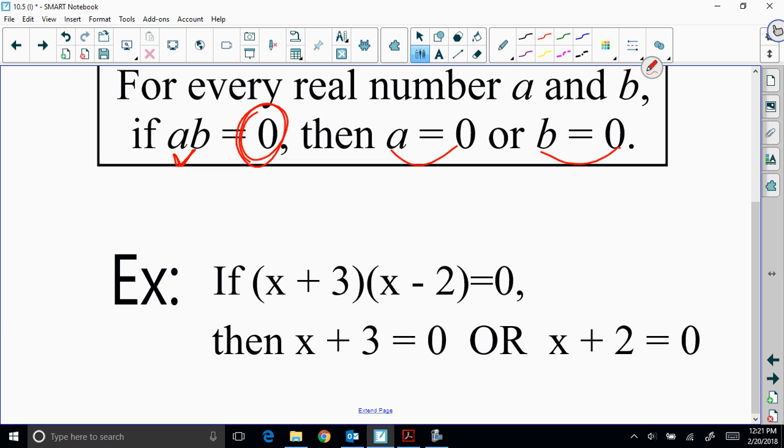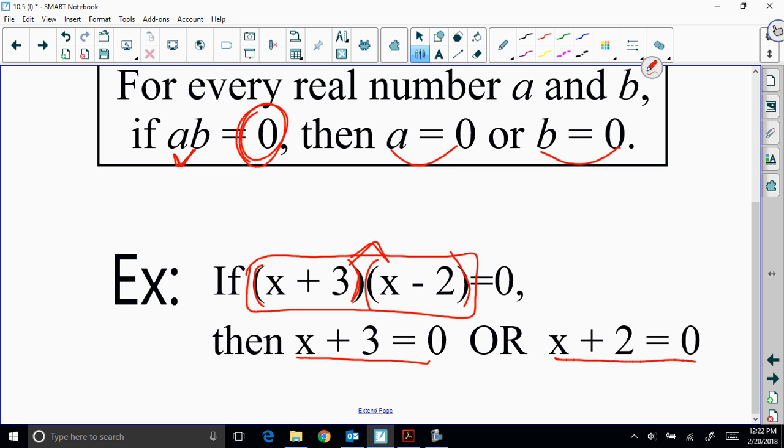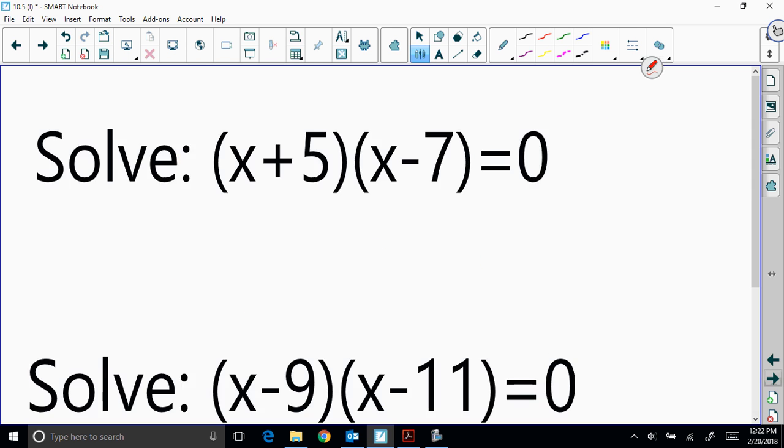Okay, so in this case, remember, factored form looks like this. You have two quantities that you are multiplying together. These parentheses, I'm multiplying with these parentheses. So I can separate them into two equations and set them equal to 0 and then solve for x like you've always solved. Okay, so here's our first one. We want to solve the following. And remember, solve means I want to get x equal to something. That's what solve means.